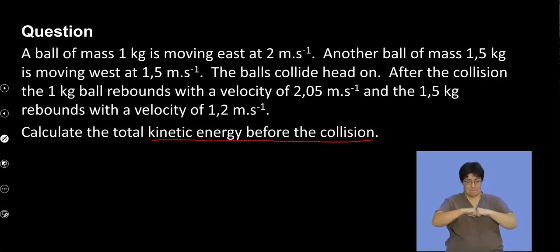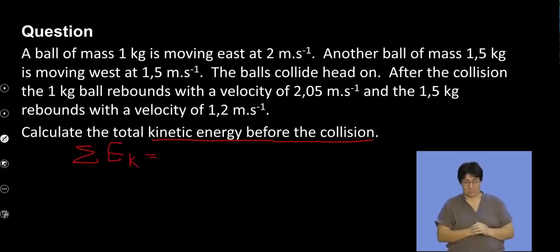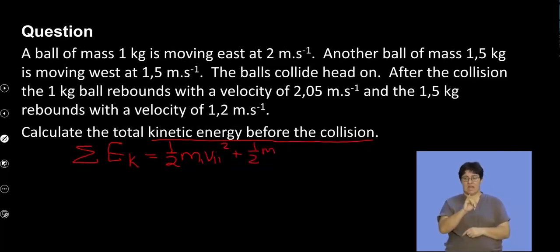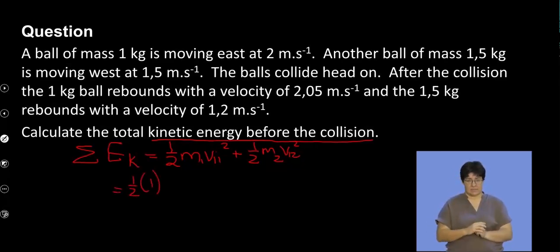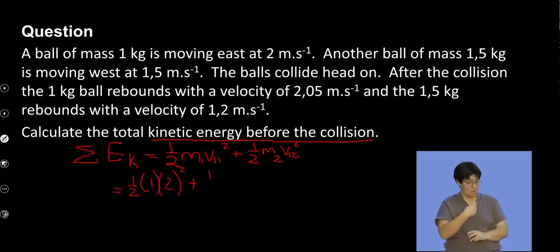Now, the question says, calculate the kinetic energy before the collision. We're leading you a little bit. Before the collision, the sum of the kinetic energy is going to be a half times the first ball's mass times its initial velocity squared, plus a half times the second ball's mass times the second ball's initial velocity squared. We have a half times 1 times 2, and that's squared. Please don't forget the squared. I see that all the time. In fact, I almost forgot. Plus a half, and then it's 1.5.